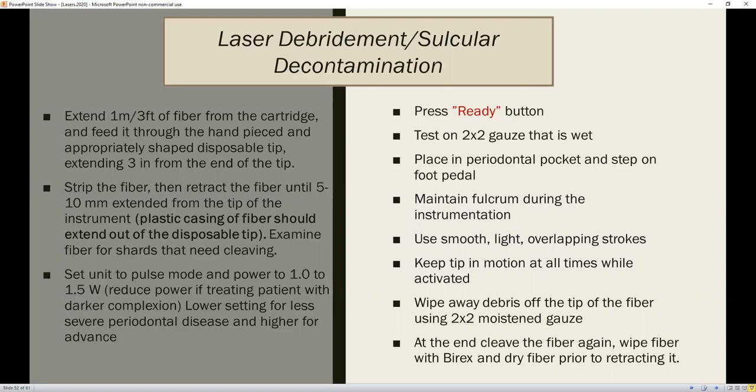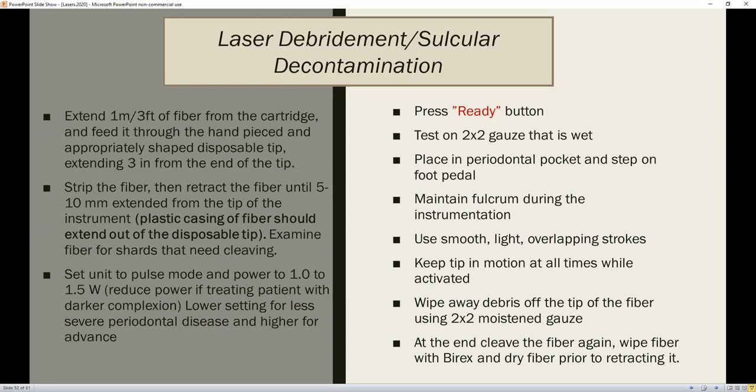You test it with a wet 2x2 gauze, and it's just wet with water. And again, it's got heat, so you don't want to burn the gauze. So you make sure it's wet. And then you place the tip in the periodontal pocket. There's a foot pedal that you're going to step on. You're going to see a different light shine on the machine saying that it is being used, but you're just going to fulcrum like you do any other instrument.